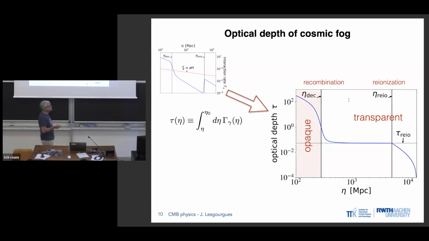And when tau exceeds 1, then it means that the fog is very thick. You cannot see behind these points. And this is a region where the universe is opaque.